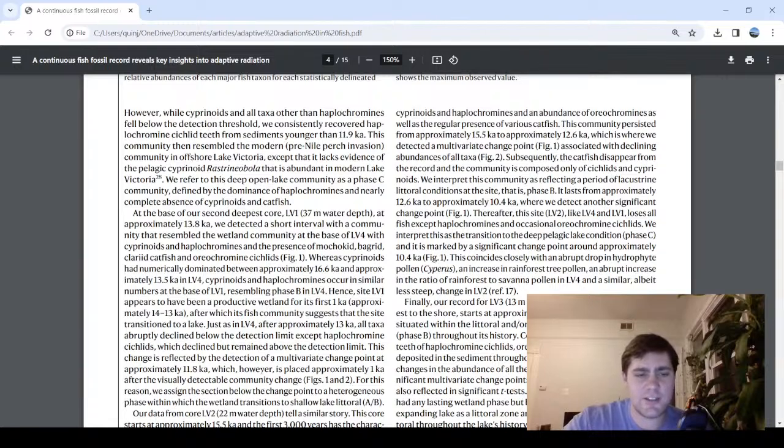For this reason, we assign the section below the change point to a heterogeneous phase, in which the wetland transitions to a shallow lake littoral.